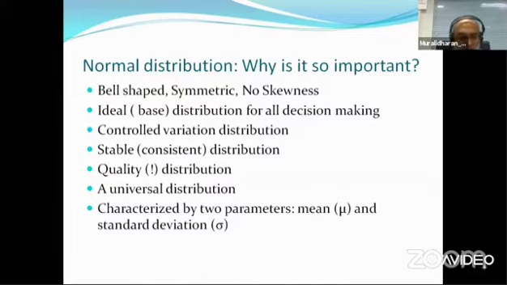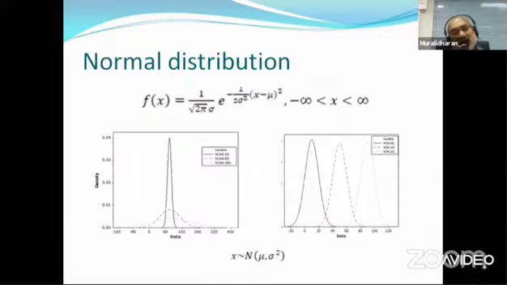And of course, it is characterized by two parameters: mean, generally notated by mu, and standard deviation, sigma. So please note these two important points: mean and standard deviation, or maybe variance, the square of standard deviation. And the mathematical expression is shown here. You can see f of x is equal to 1 upon root 2 pi sigma, e power minus, and x ranges from minus infinity to plus infinity.